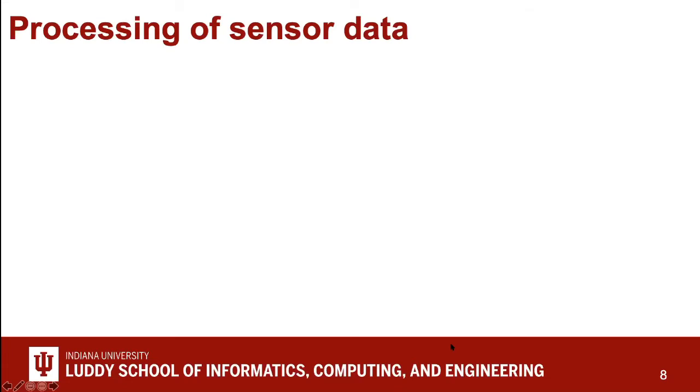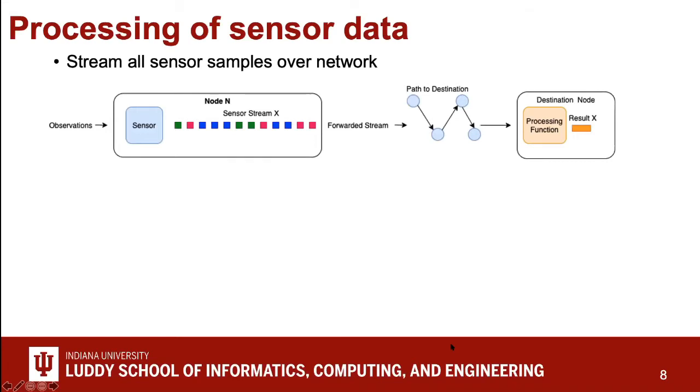So from that, we'll look at processing of sensor data as the next metric for peer-to-peer, or for wireless networks in general. And there's essentially two major ways that processing of sensor data happens in a wireless sensor network. So the most obvious and probably the more common is stream all sensor samples over the network. And you can see here, this picture kind of shows it, that you have a node N, and it's sending its sensor stream unfiltered essentially across the network, whatever path it takes, ultimately getting to the destination that then is processing that information to get the result that then will be used for whatever the purpose is.